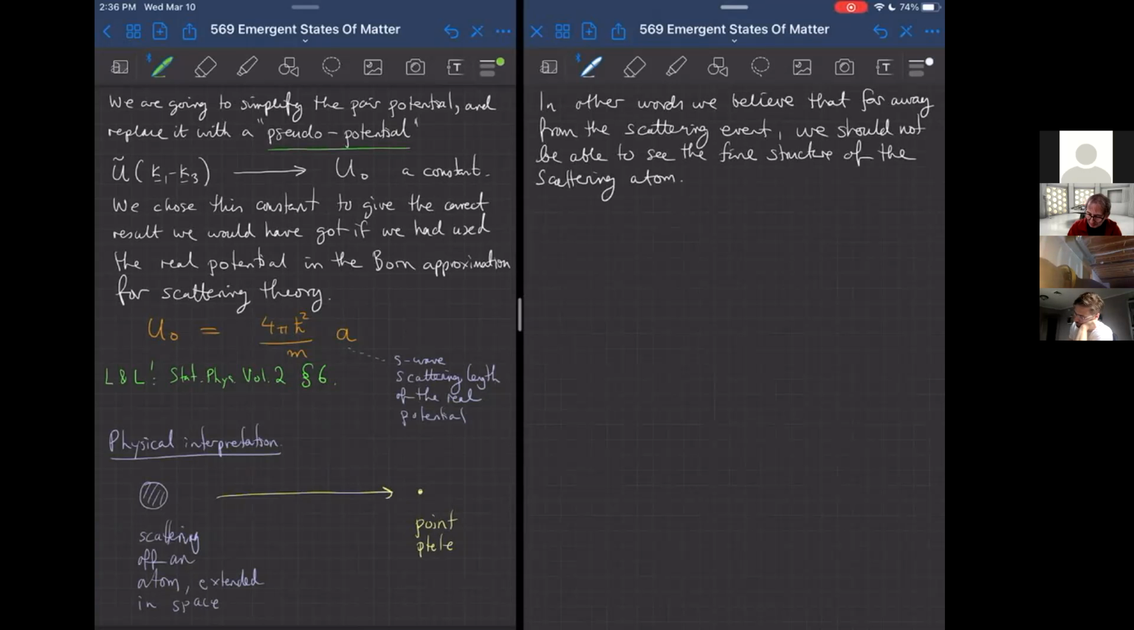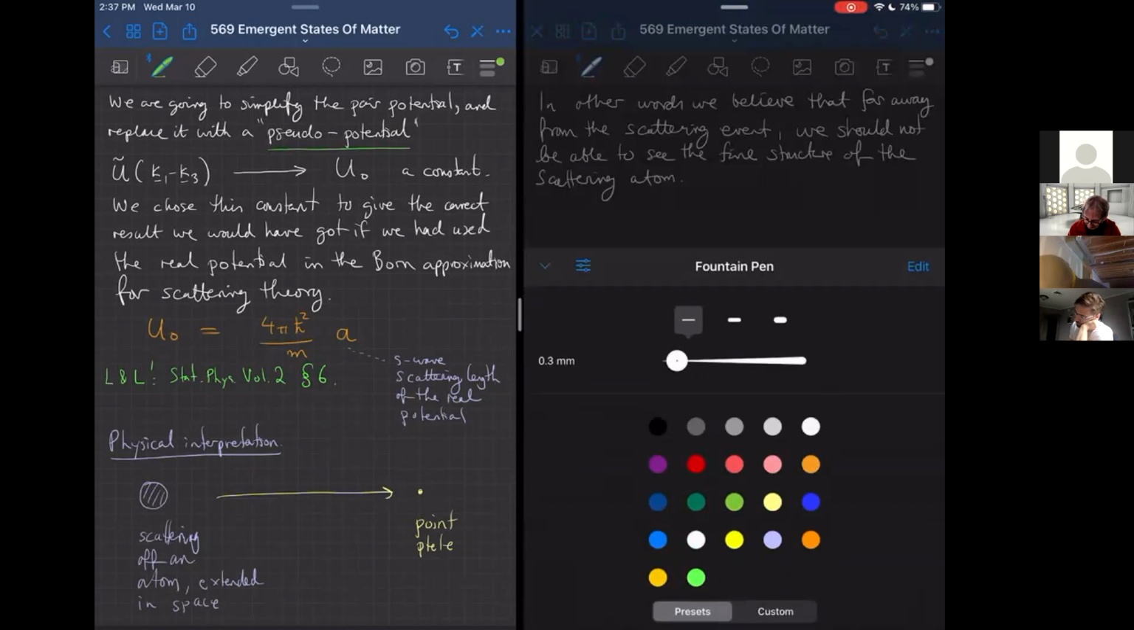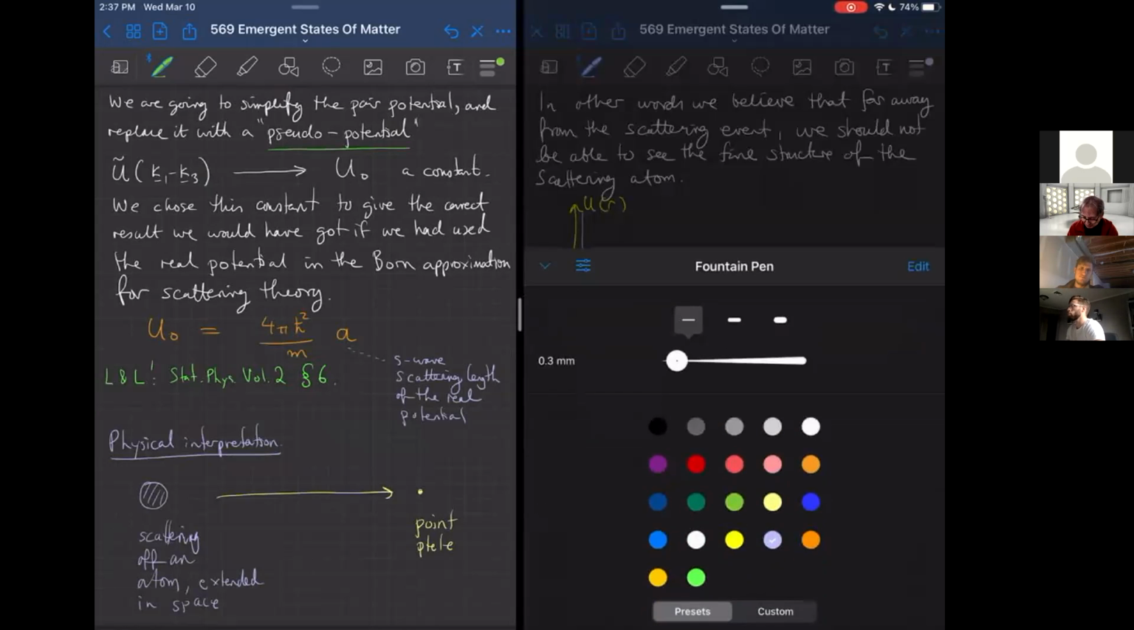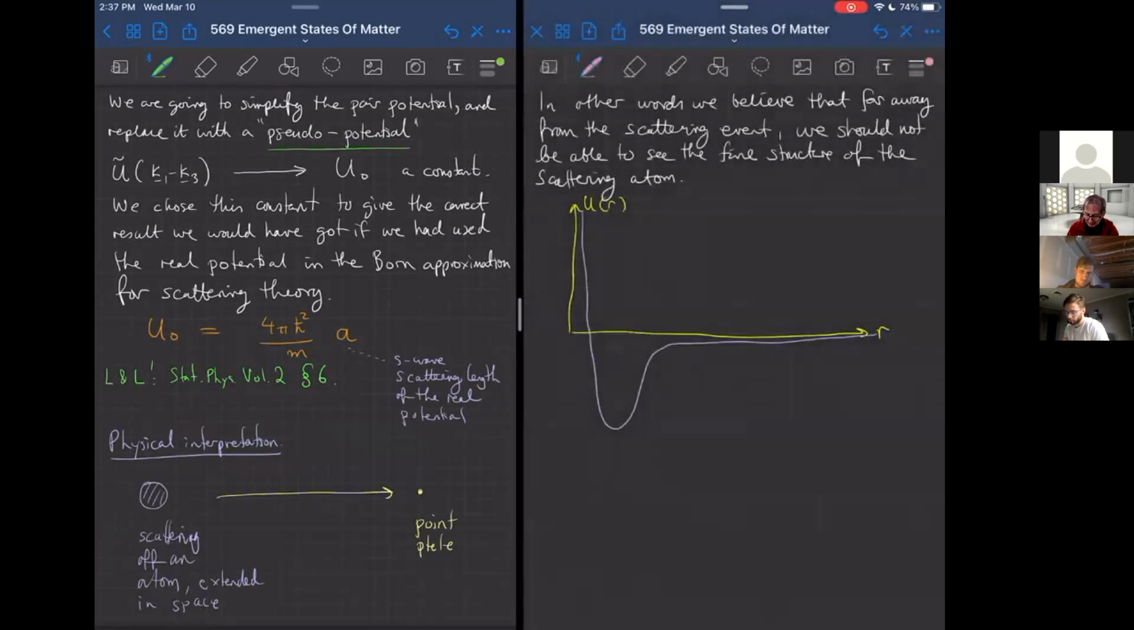Let's think about what the potential looks like. The potential might look something like this. This is distance, this is the potential. Let's suppose that the real potential looks something like this. So what do we think the wave functions are going to look like? Over here, where the potential is varying very rapidly, we think the wave functions are going to be oscillating very rapidly. And then once I get into free space, they're going to be varying relatively slowly because the potential is varying slowly.